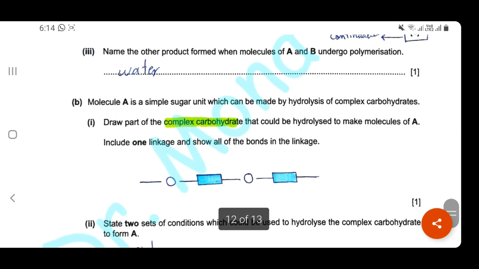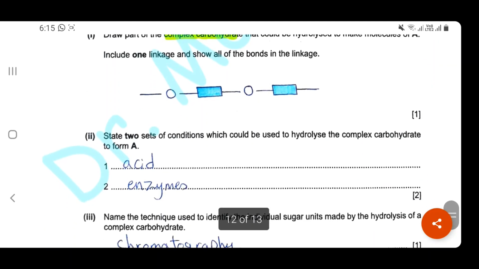Question B. Molecule A is a simple sugar which can be made by hydrolysis of complex carbohydrates. Draw part of the complex carbohydrate that could be hydrolyzed to make molecule A. Include 1 linkage and show all the bonds in the linkage. The bond here in the complex carbohydrate is only an O between 2 different blocks, the O linkage in the middle, and you also have to leave 1 bond open from each side.